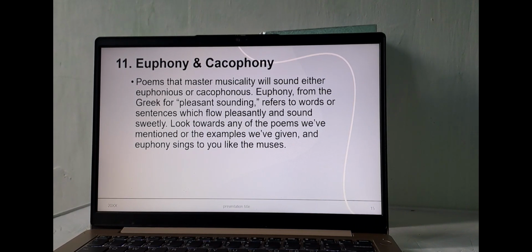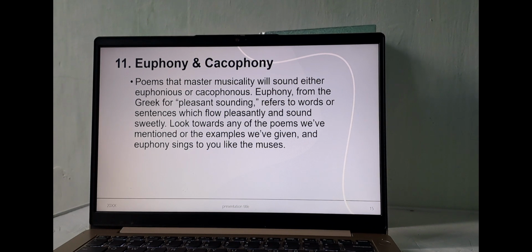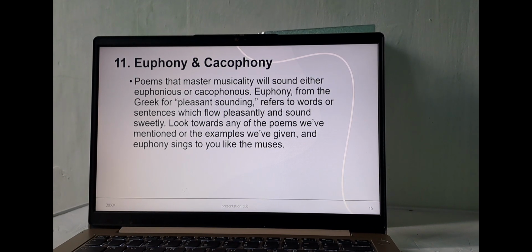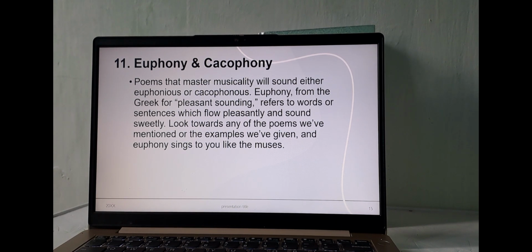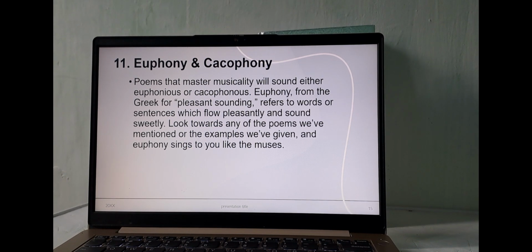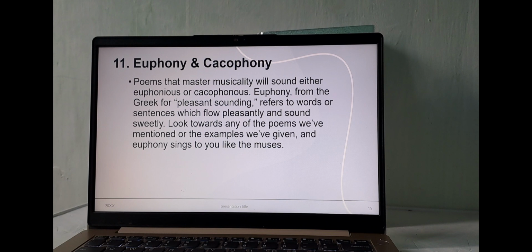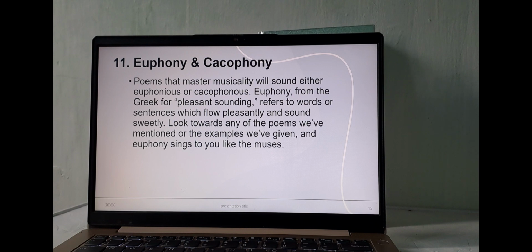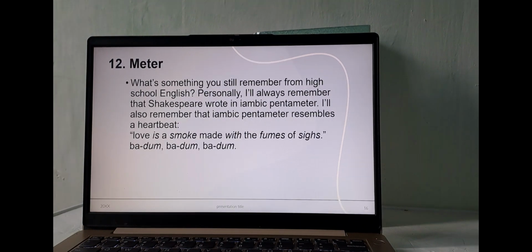Number 11. Euphony and cacophony. Poems that master musicality will sound either euphonious or cacophonous. Euphony, from the Greek for pleasant sounding, refers to words or sentences which flow pleasantly and sound sweetly. Look toward any of the poems we have mentioned or the examples we have given, and euphony sings to you like the muses.